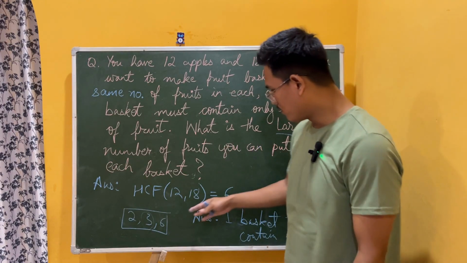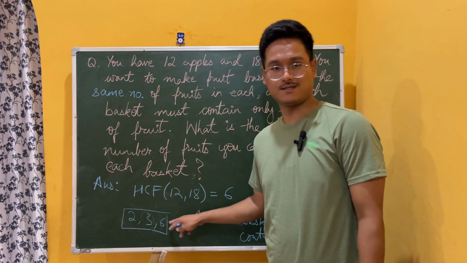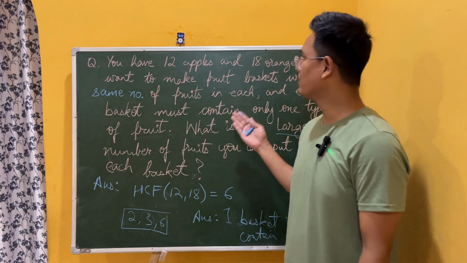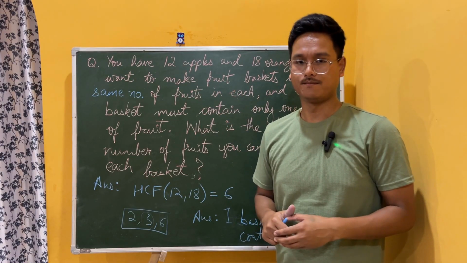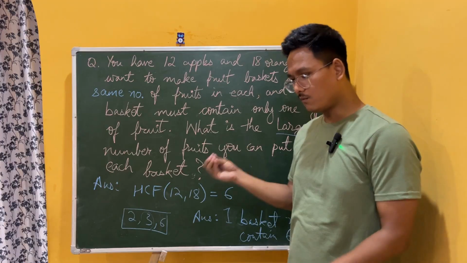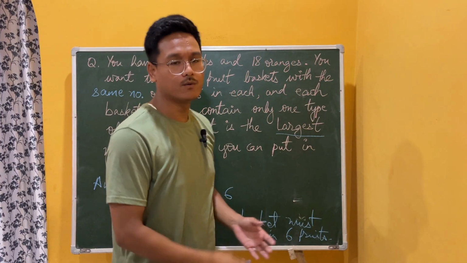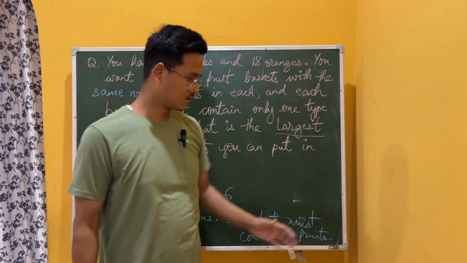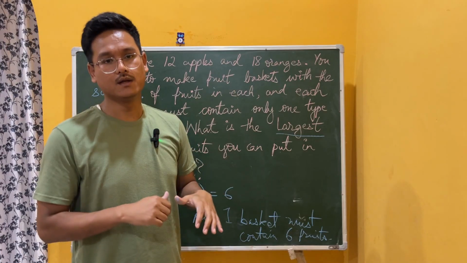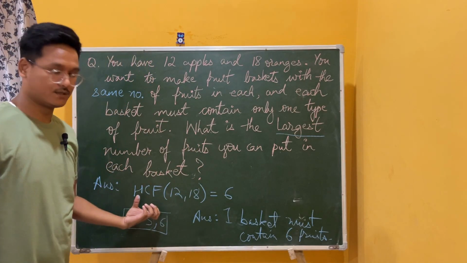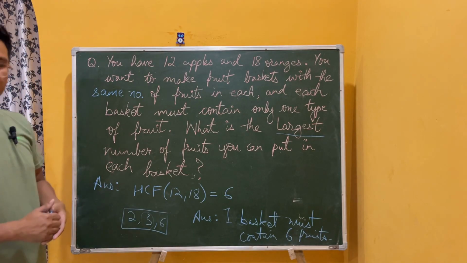So you cannot use any other number other than 6. If you try doing so, they won't be evenly divided, and one or two fruits will always be left out. So in order to include everyone in a group equally, HCF is used. That is the purpose of HCF. So let's move on to another question.